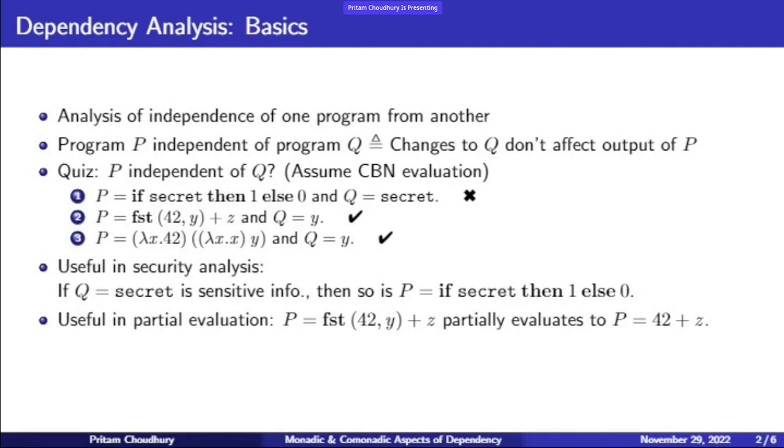Next, it is also useful in erasure. For example, this program can be erased to just 42. We don't need to keep these extra arguments along with us. So next, let us look at the calculus for dependency analysis.